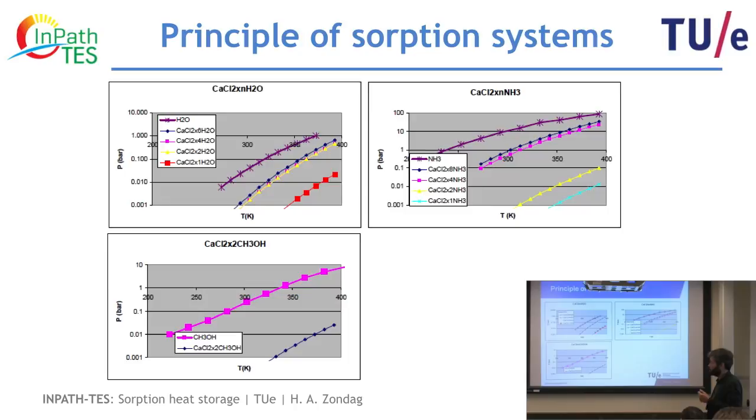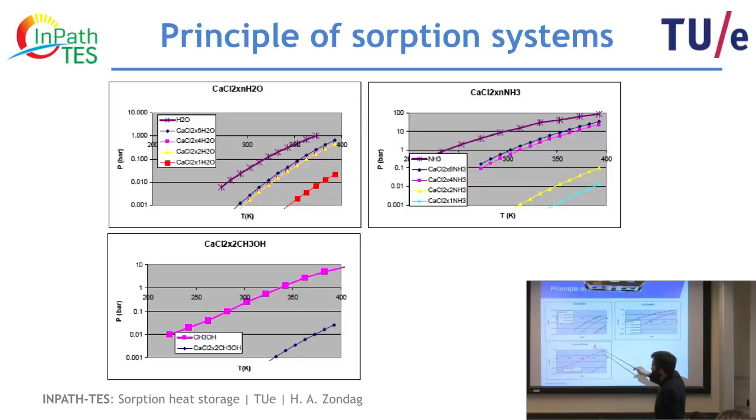Again, we can see in these lines a number of well-defined steps. Just as I've shown you before in the thermogravimetric graph, where the water came off in a number of well-defined steps with different equilibrium temperatures. So here we can see that given a certain vapor pressure, we have different equilibrium temperatures for the different transitions.